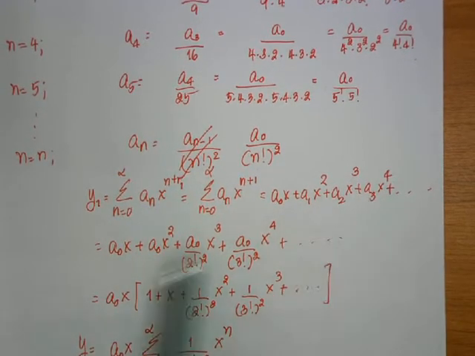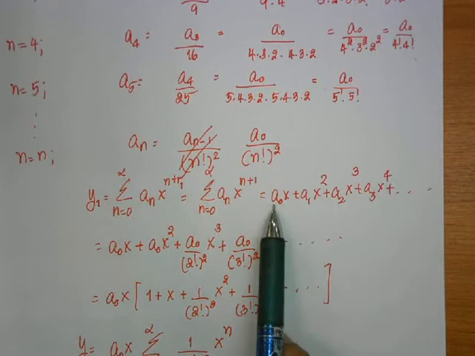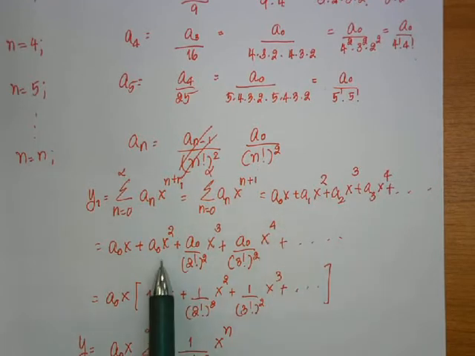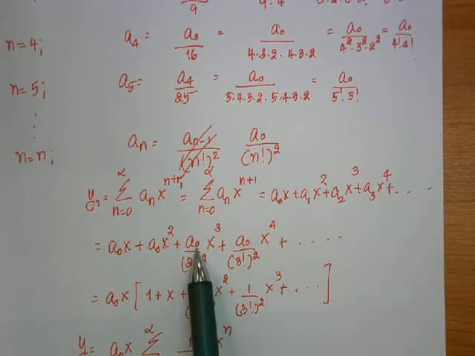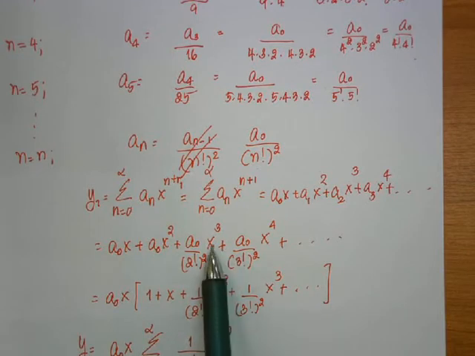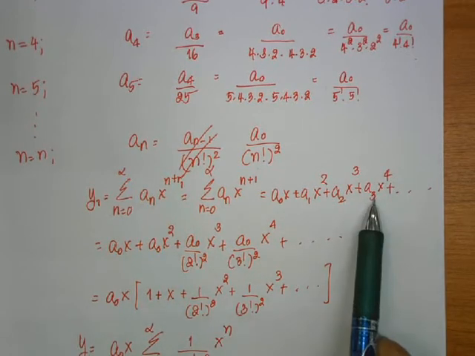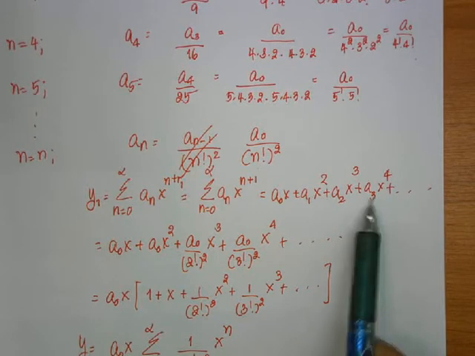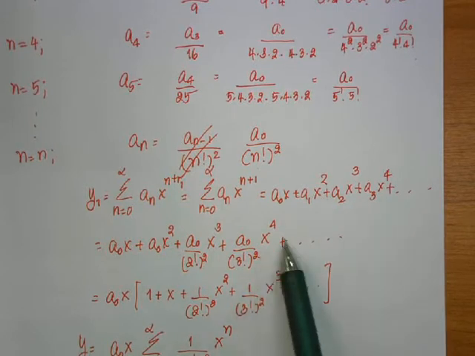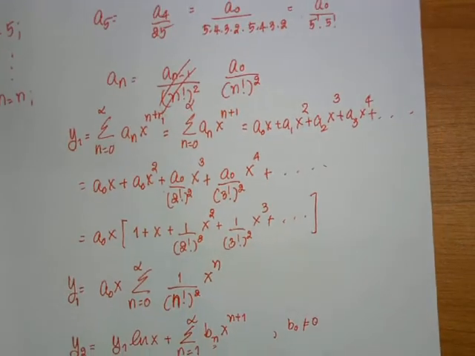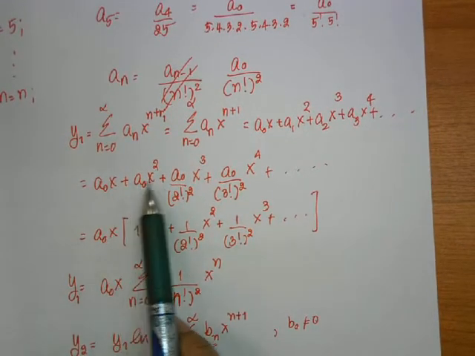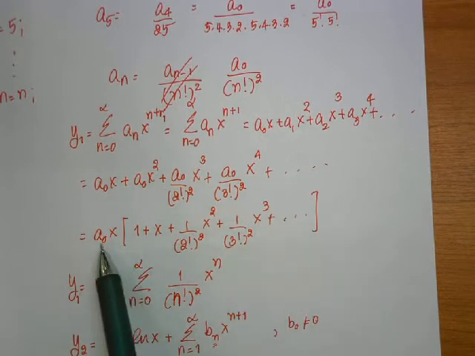You plug the value in there. a0 x plus a1, you know it's equal to a0 x to the power 2. Now, your a2 is equal to a0 divided by 2 factorial squared times x to the power 3. And a3 is equal to a0 divided by 3 factorial to the power 2, and so on. From here I said that we have every term with a0 and x, so we take a0 and x out.